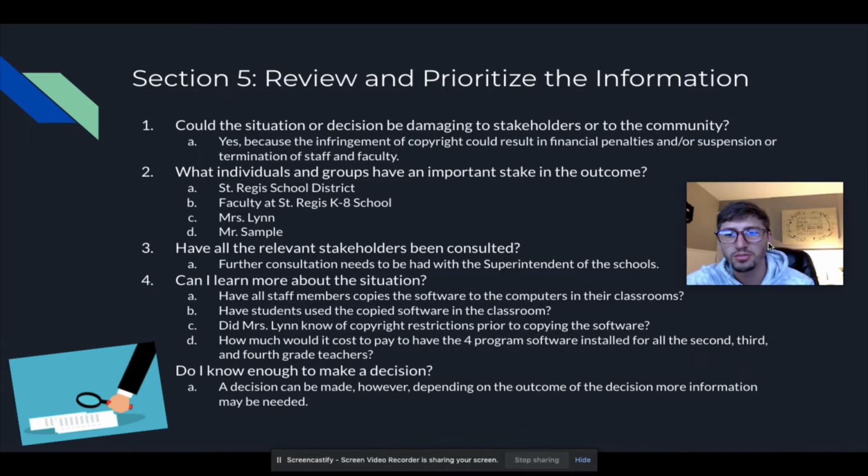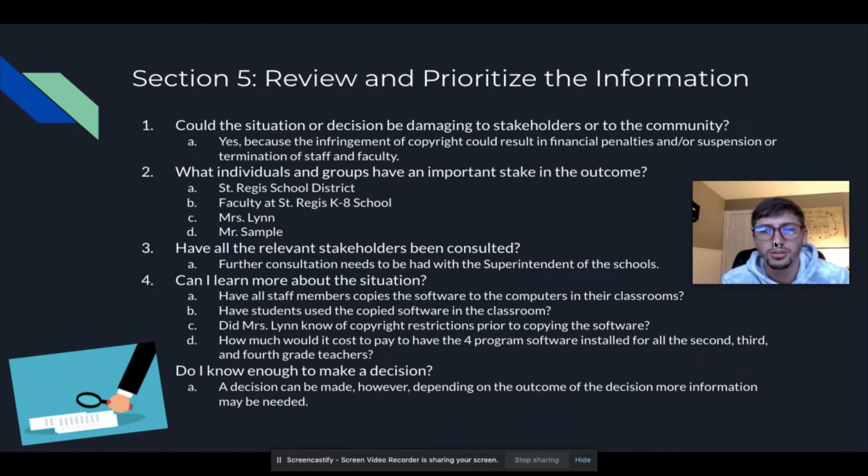Now let's review and prioritize the information given to us. Could this situation or decision be damaging to stakeholders or the community? Yes, because the infringement of copyright could result in financial penalties that, according to the case study, the school district doesn't have, and or suspension or termination of staff and faculty.